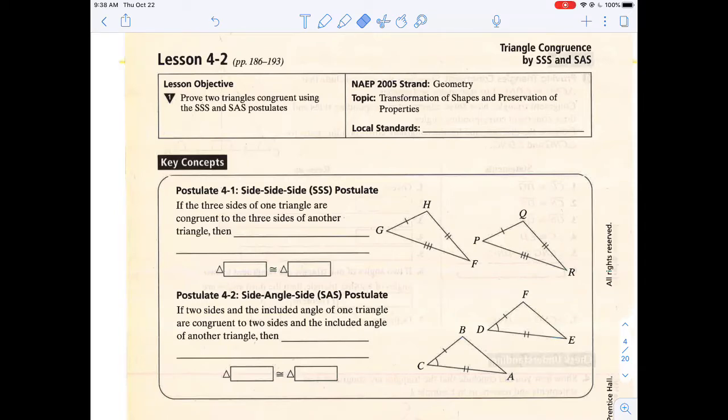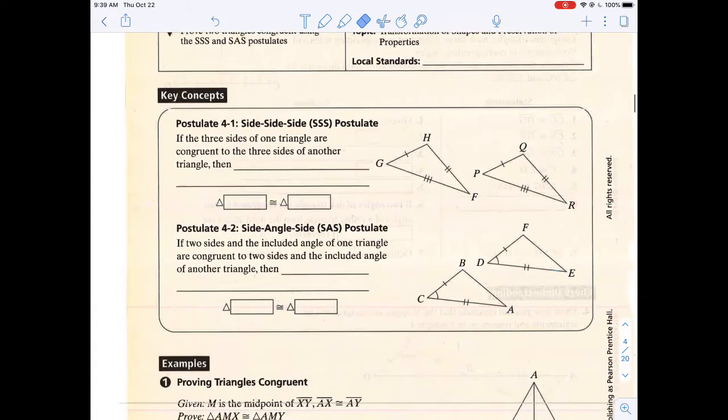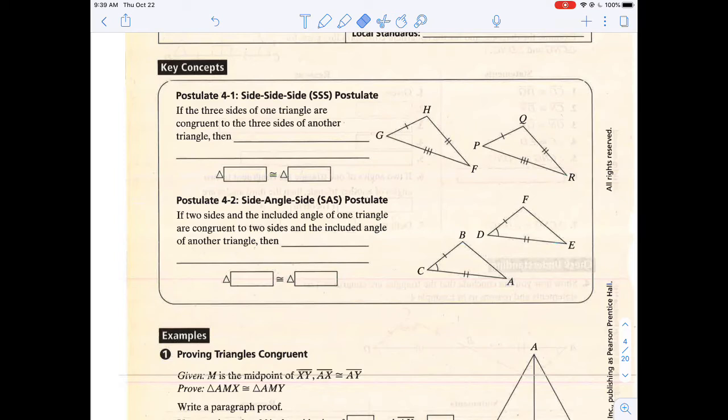Okay, lesson 4.2 is the triangle congruence by SSS and SAS. Our objectives are to prove two triangles congruent using the side-side-side or side-angle-side postulates. First, let's look at what those postulates are.